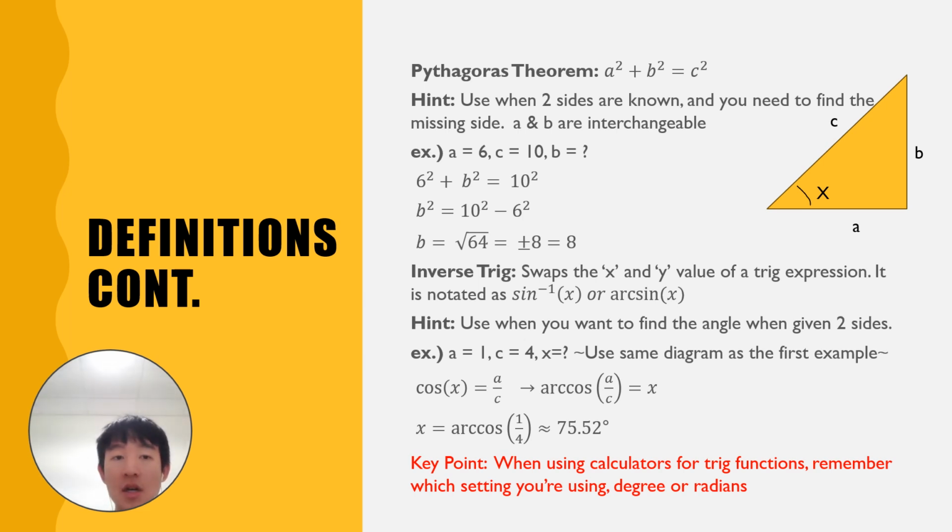In our example, assuming we still use the triangle above, we are given the values of side A and C, which are 1 and 4 respectively. Our goal is to solve for angle x. Looking at our diagram, we see that with respect to angle x, side A and C are the adjacent and hypotenuse sides respectively. The trig function that correlates to the adjacent and hypotenuse would be cosine. So with this in mind, we would take the inverse of cosine, arccosine, and use that function to solve for angle x. By substituting what A and C are into the arccosine function, we get an angle of approximately 75.52 degrees.